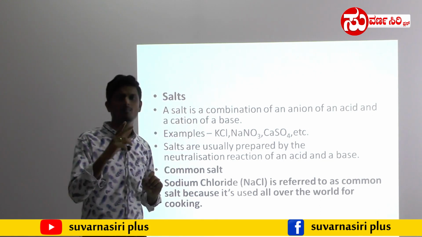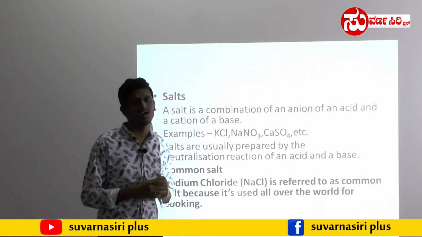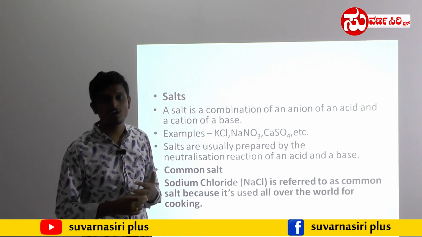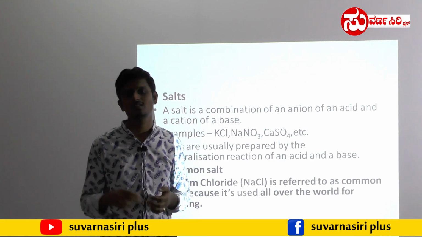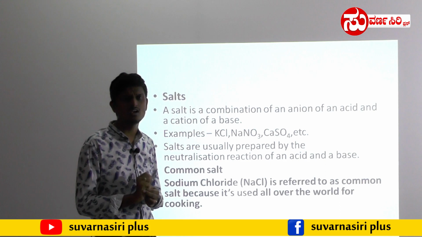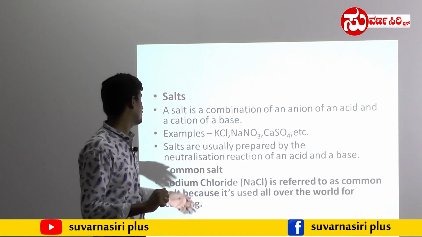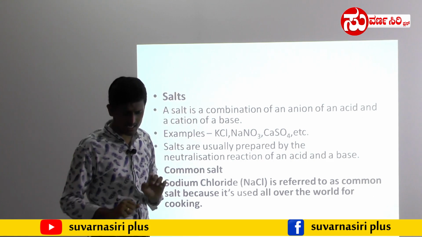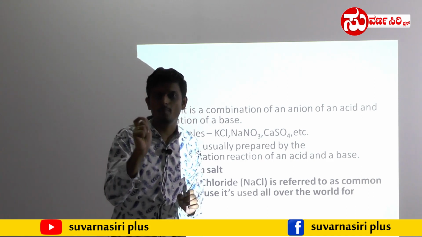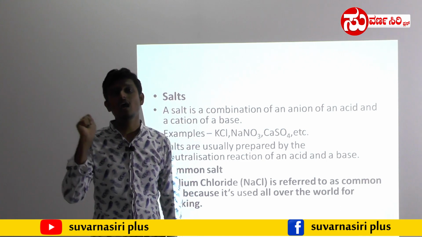So next, the second part of the chapter, that is salt. What is our common salt in our day-to-day life? What we are using is NaCl, which is called common salt, for the food we consume in our day-to-day life. Before going to that, what is salt? Salt is a combination of one cation and anion.